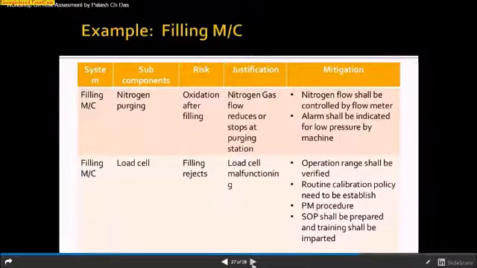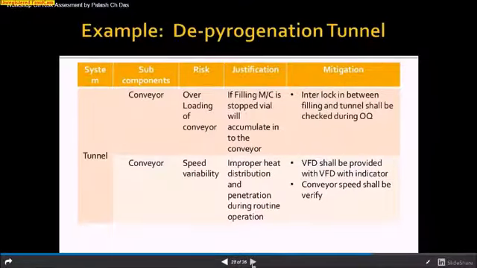Overloading of the conveyor. If your conveyor is overloaded, suppose your filling machine is stopped, then vials will be accumulated on the conveyor and the conveyor can be overloaded. So an interlock between the filling machine and the tunnel should be there, and the same shall be checked in the qualification. OK. What is the interlock?